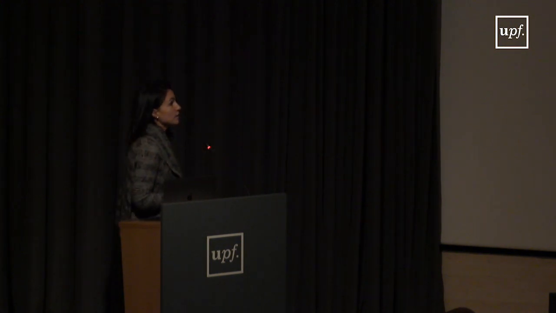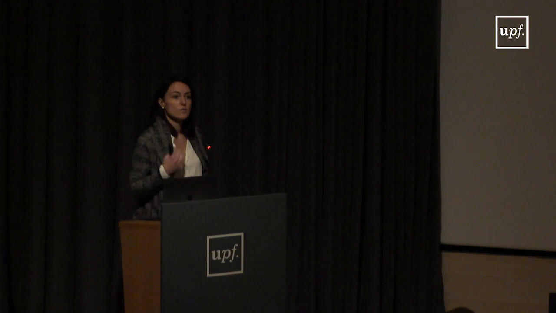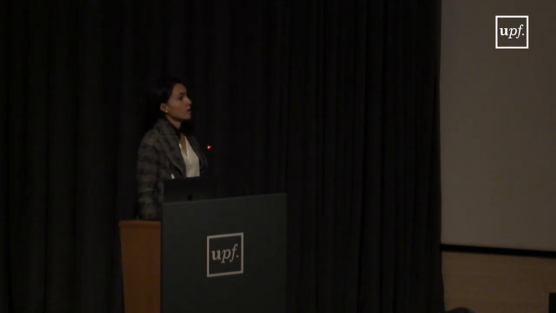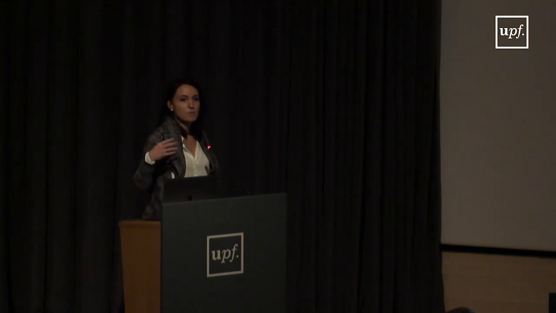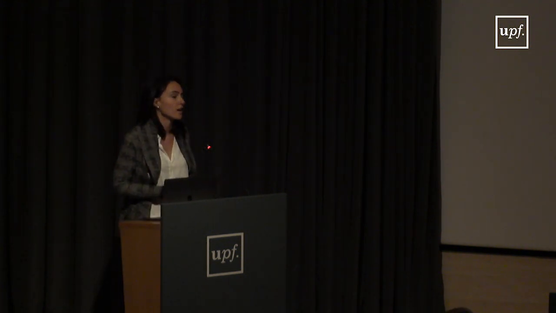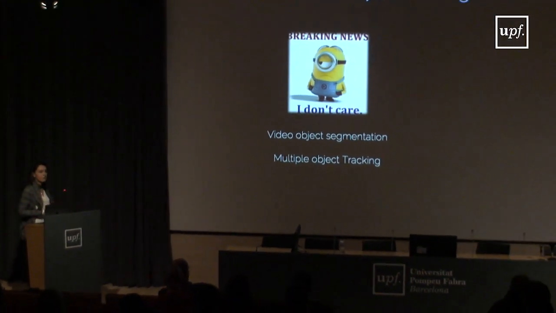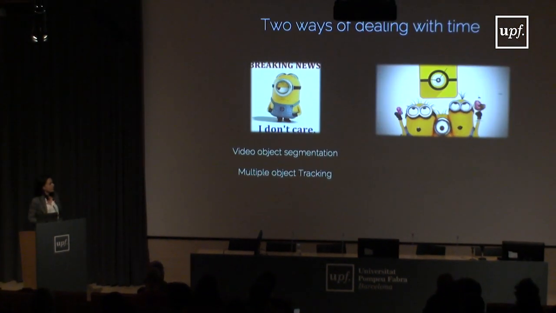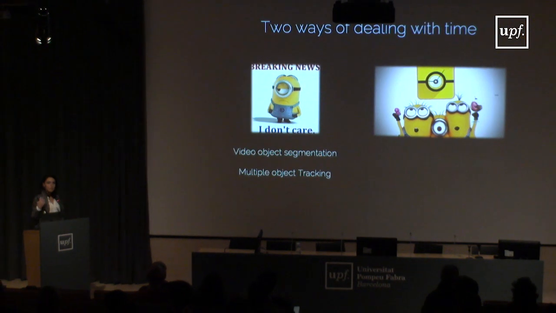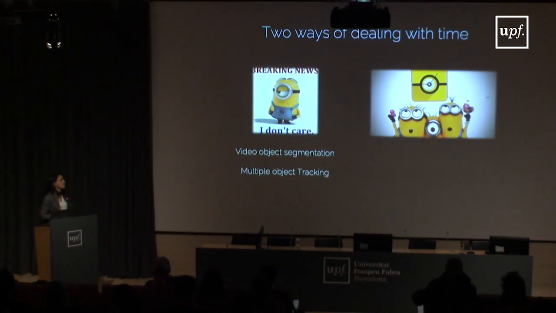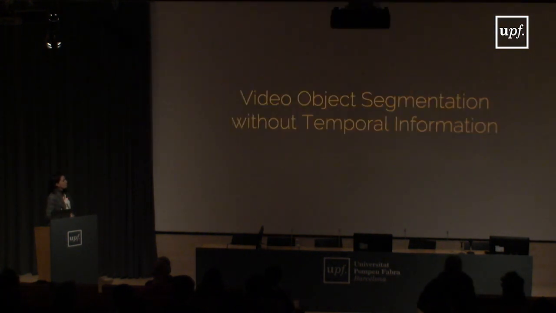And so there are mainly two ways of dealing with this temporal information, with the time component. One way is to say, well, I just don't care, so I analyze every frame of a video independently, and I will present two works on video object segmentation and multiple object tracking that go more in that direction. So we don't care about the temporal component, but we still get temporally coherent results. And the second one is let's actually work with it, with the temporal coherence. And I will also present a little bit of the work we did on a temporal discriminator for generative adversarial networks.